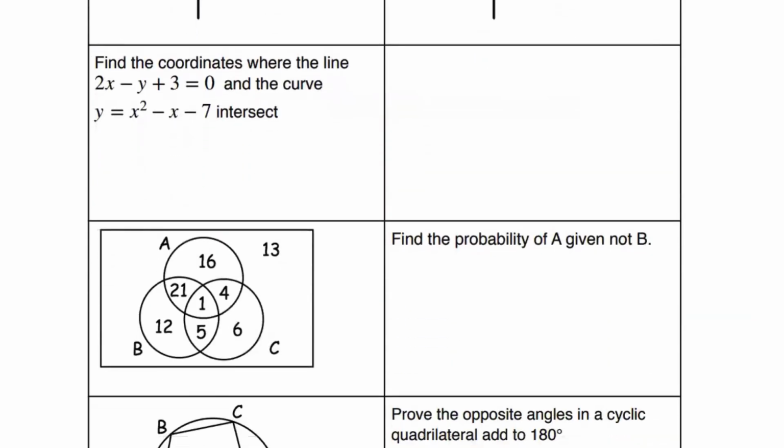Then it says find the coordinates where the line 2x minus y plus 3 equals 0 and the curve y equals x squared minus x minus 7 intersect. So that means we're going to substitute the first equation into the second one. In the first equation, I'm going to make y the subject, so I'll have 2x plus 3 equals y. This will be substituted in the quadratic equation, so it's going to be 2x plus 3 equals x squared minus x minus 7.